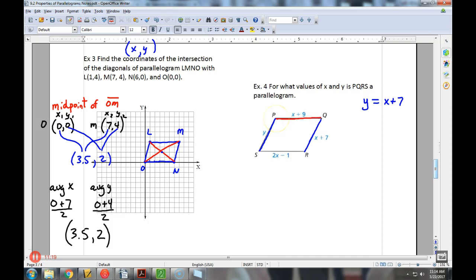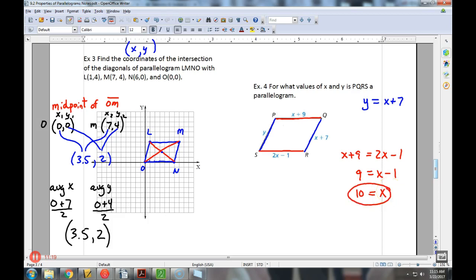I'm going to have to focus on the fact that x plus 9 has to equal 2x minus 1. I can solve this one because there's only one x there. So let's go ahead and solve it. I'm going to subtract that x from both sides. Now I'm going to get rid of the minus 1. I'm going to add 1 to both sides. And I find out that x equals 10.